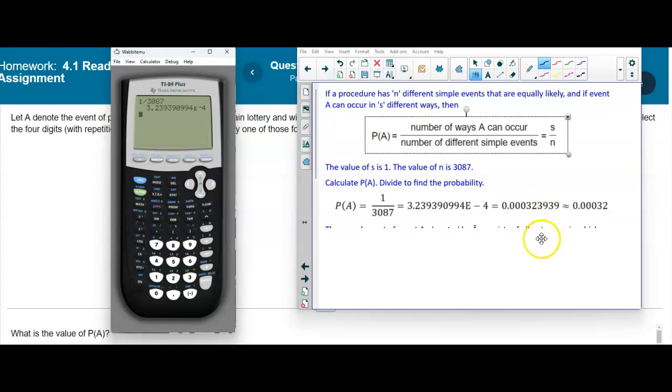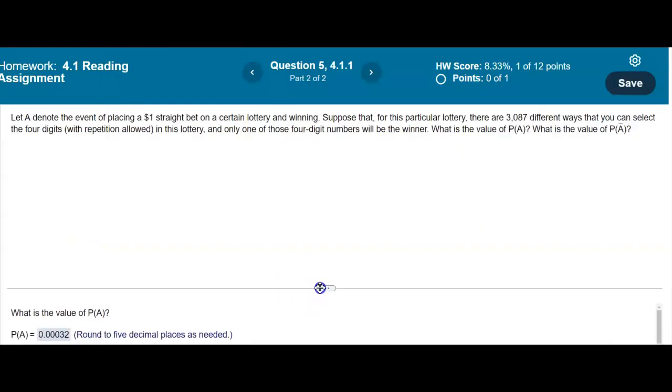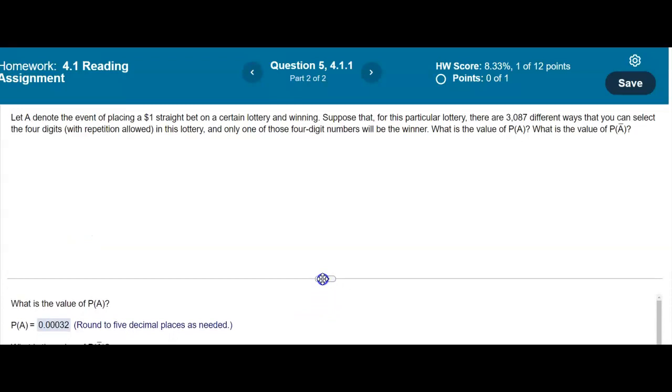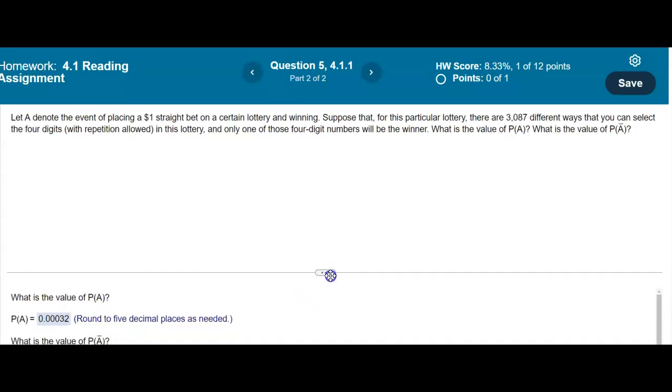0.000323939. And in this problem, they want us to then round that to 5 decimal places. So we get 0.00032. So let's take a look at the result. The probability of event A is 0.00032, rounded to 5 decimal places.